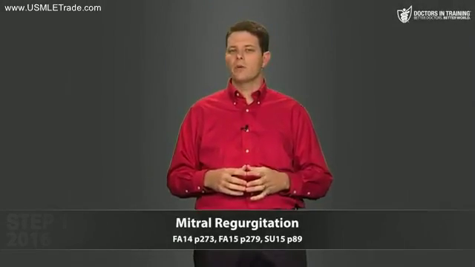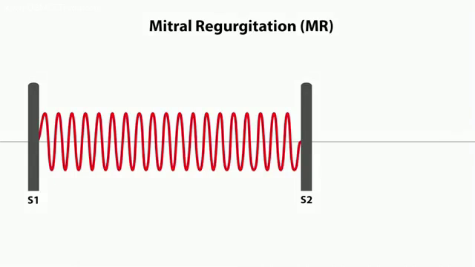Next, let's talk about mitral regurgitation, which is another common systolic murmur. Unlike aortic stenosis, here you see that the murmur begins immediately following S1. Again, what causes the S1 heart sound? Closure of the mitral valve and tricuspid valve. So during systole, the mitral valve should be closed. There shouldn't be any blood flow across it.